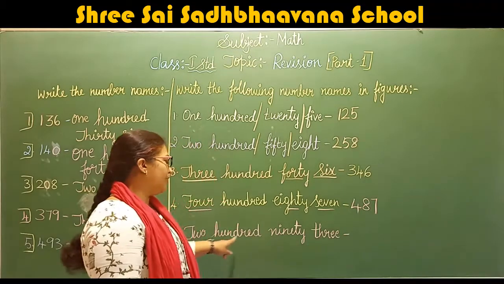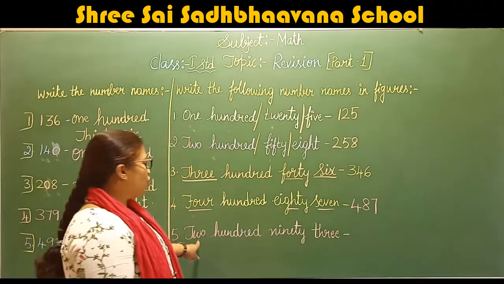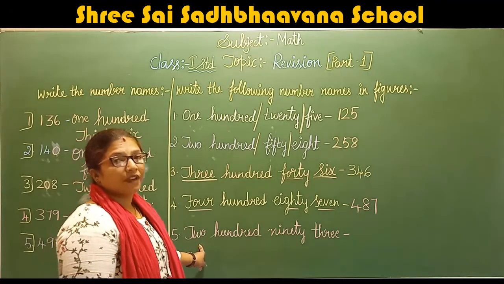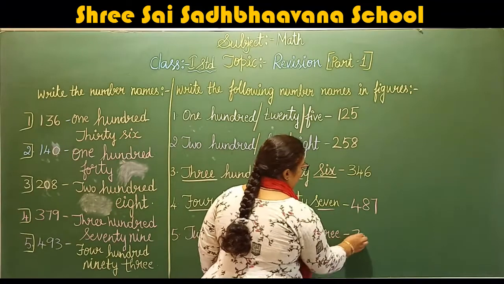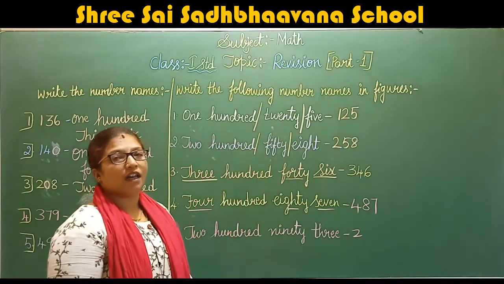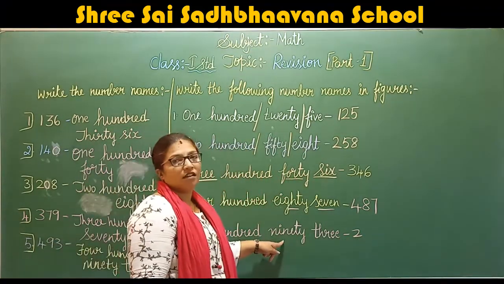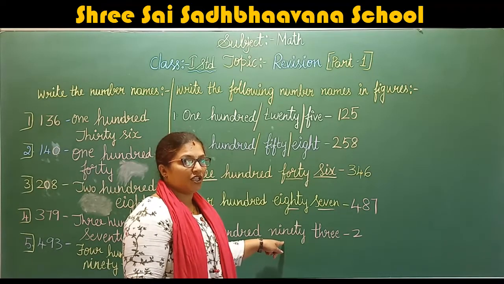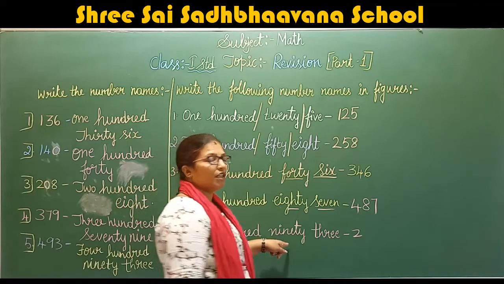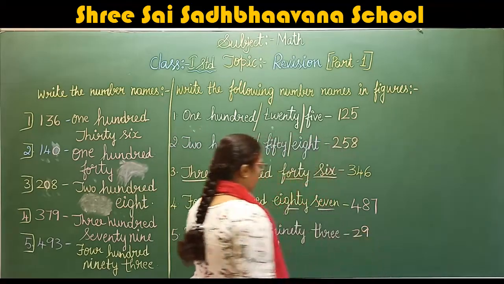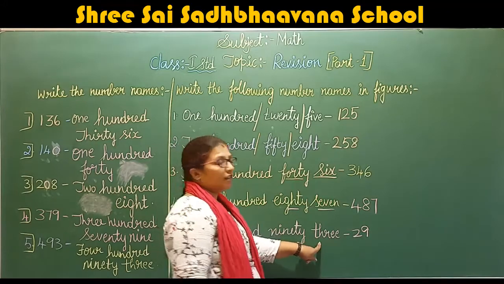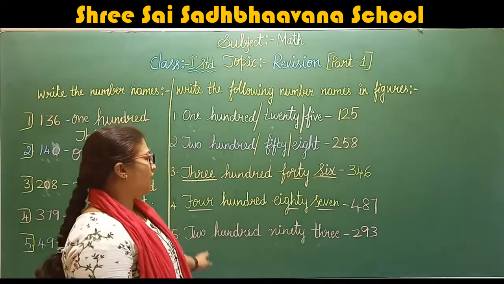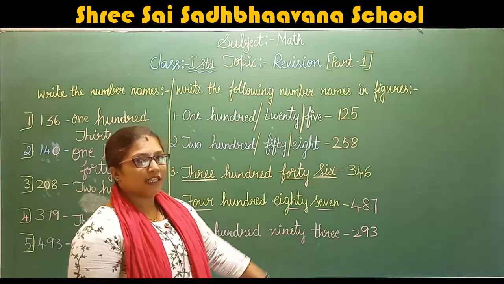293. How many do we have in the hundreds place? We have 2 in the hundreds place, 2 hundreds. Then 90. How many tens are there? 90 is 9 tens, we got that from the spelling, right? So 9 in the tens place, and 3 in the ones place. So what is the answer? 293.